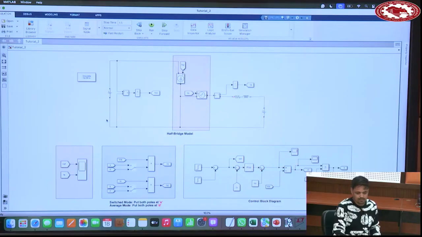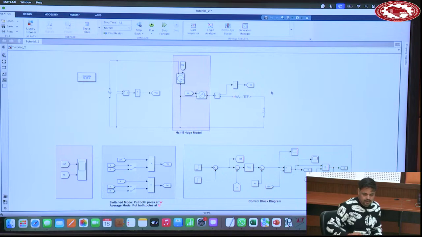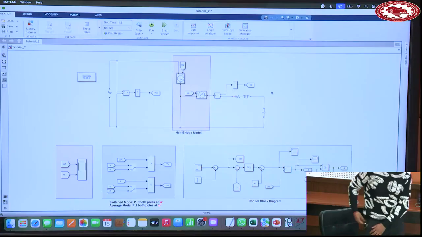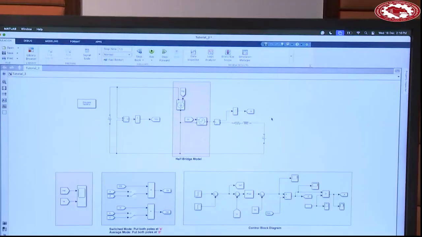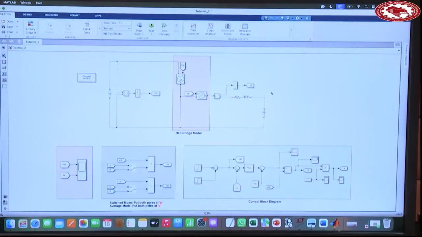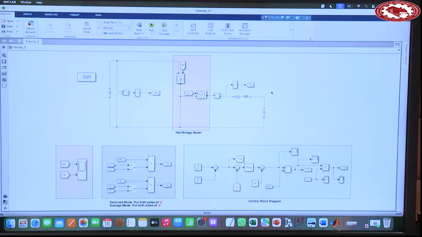Second tutorial was this half bridge, and we tried to get its mathematical model in the class, and then tried to simulate it, average model and switched model. So in the average model, only D is to be used. The current source will be D times IA and the voltage source will be D times VDC. In the switched model, this D is replaced by the actual switching signal S. How to get S? Simply compare D with the carrier wave, and you will get the switching signal.